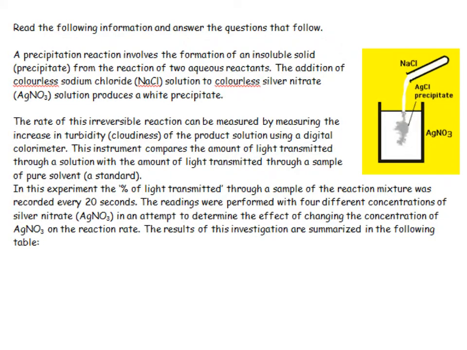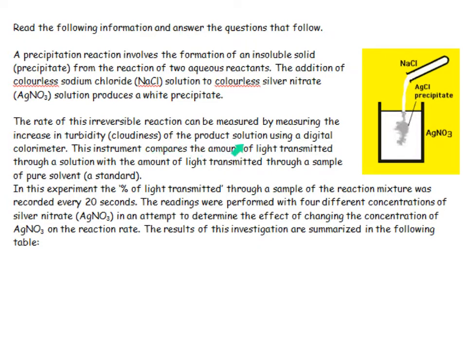We've got some information. A precipitation reaction involves the formation of an insoluble solid from the reaction of two aqueous reactants. The addition of sodium chloride to silver nitrate, which are both colorless, produces a white precipitate. So that's your story over there. The rate of this irreversible reaction can be measured by measuring an increase in the cloudiness or turbidity of the solution using a digital colorimeter.